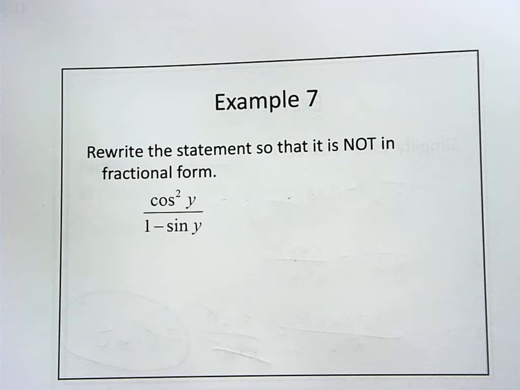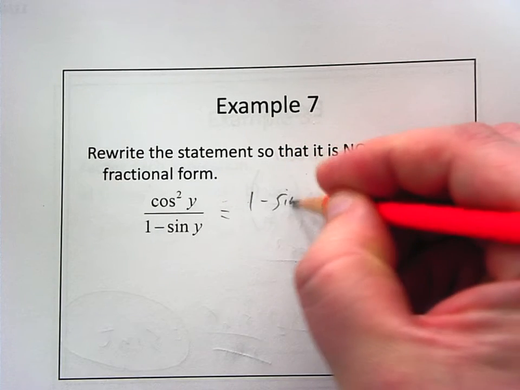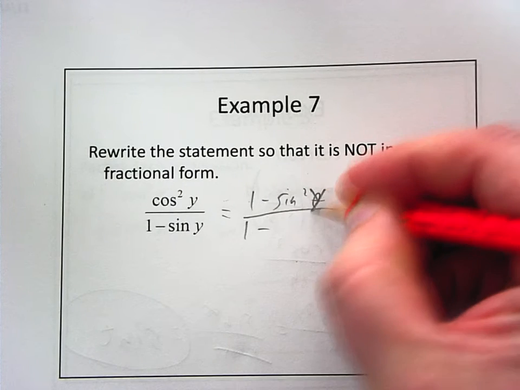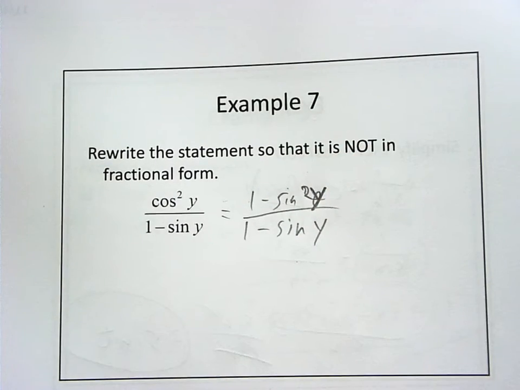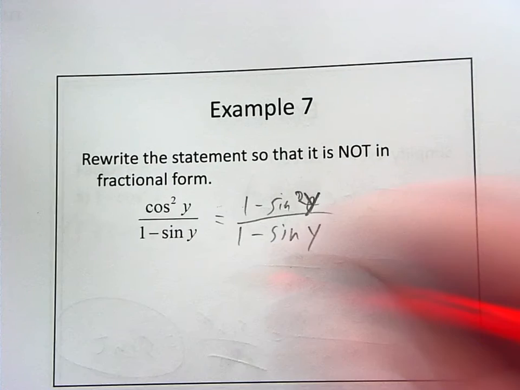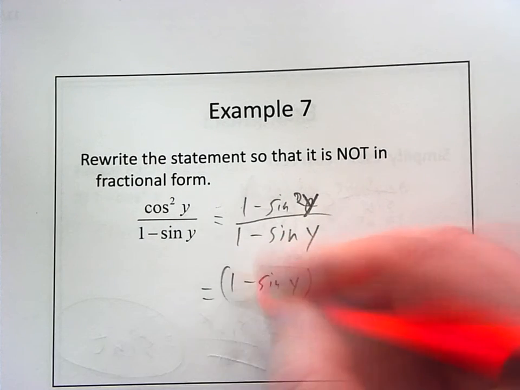Cosine squared is the same as 1 minus sine squared, right? And then the sine. It's not quite, so I can't cancel things off directly. But what can I do with 1 minus sine squared? I can factor it. 1 minus sine squared is the difference of two perfect squares. So that's 1 minus sine times 1 plus sine.